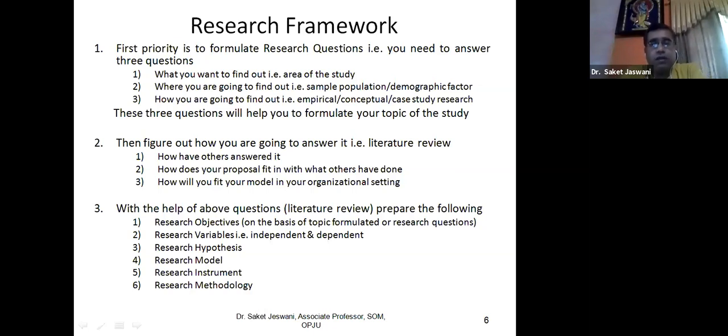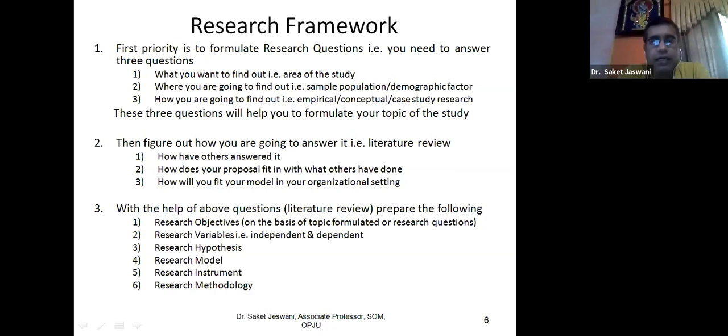How you are going to find out, that is which research design you will choose. Either you will conduct an empirical research, or a conceptual, theoretical research based on secondary data only, collecting data through the internet or magazines or any other secondary sources. It depends on your choice or your research question how you want to proceed. These 3 questions will help you formulate your topic of study. Your topic must include all these 3 points.